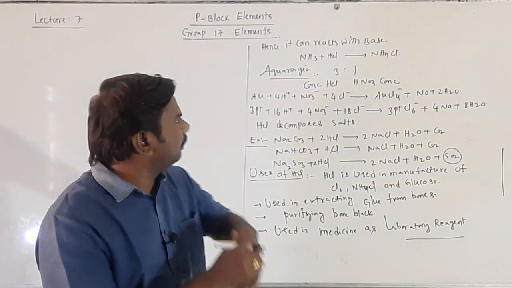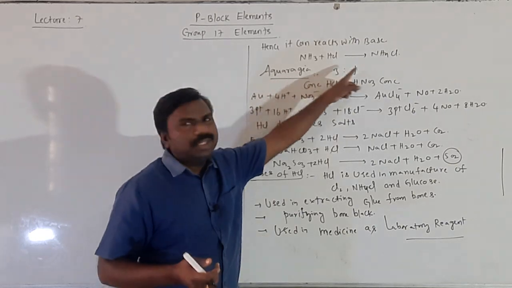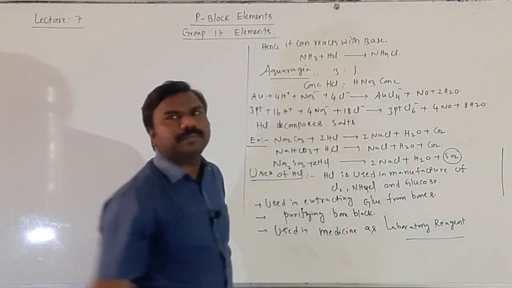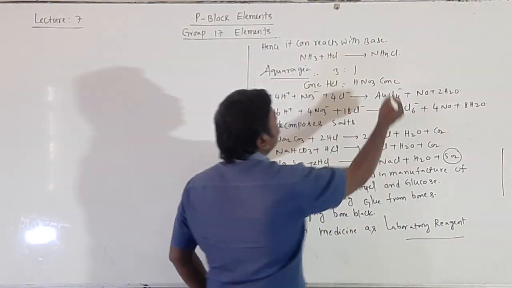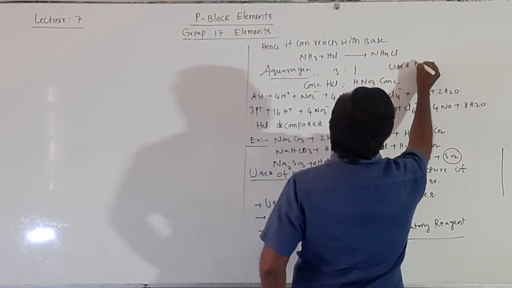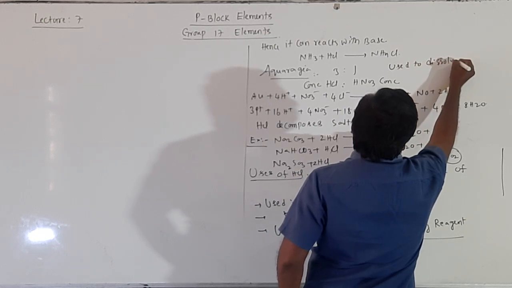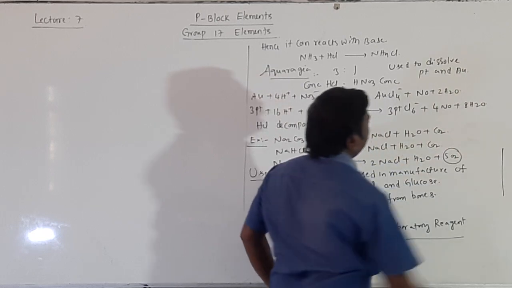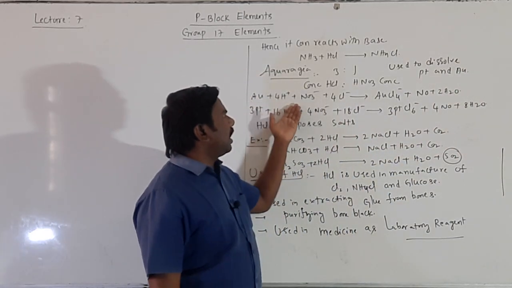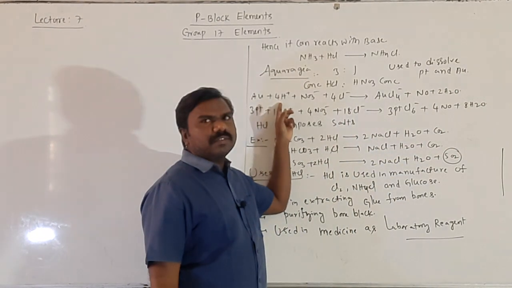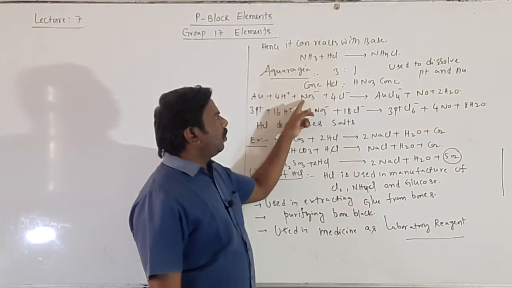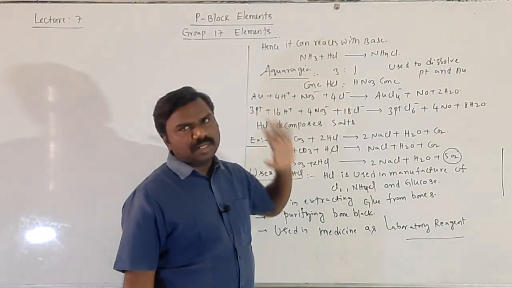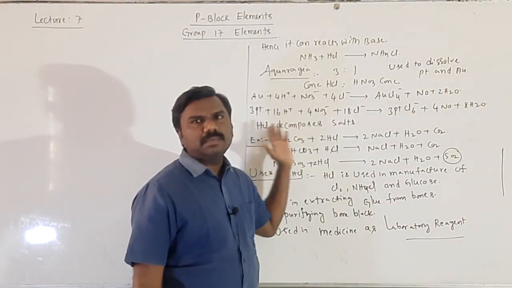Okay students, aqua regia is a 3:1 ratio of concentrated HCl and concentrated HNO3. This mixture is used to dissolve platinum and gold. Okay. So when this mixture is added to gold, H plus ions from HCl or HNO3, NO3 minus ions from concentrated HNO3, Cl minus ions from concentrated HCl, then this reaction will happen.